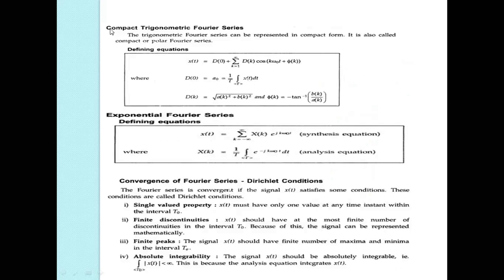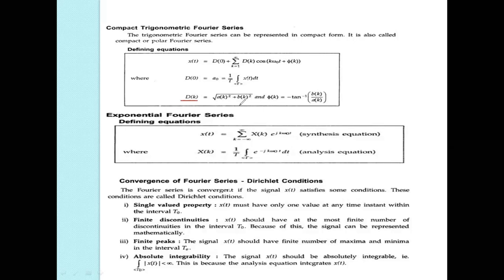Same thing, the second one is the compact trigonometric Fourier series. Compact means it is a polar form. The previous trigonometric Fourier series is a rectangular form. Now convert that from rectangular into polar form, having the magnitude and the phase. What is that magnitude we have? The magnitude d of k is equal to the square root of a of k square plus b of k square. The phase phi of k is minus tan inverse of the imaginary term coefficient by the real coefficient, b of k by a of k.